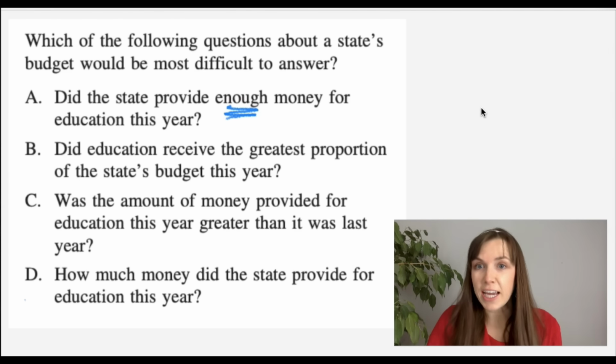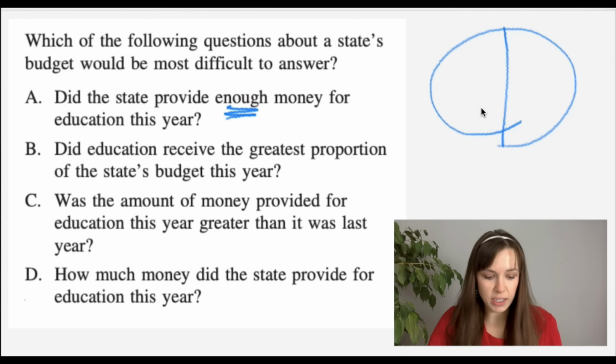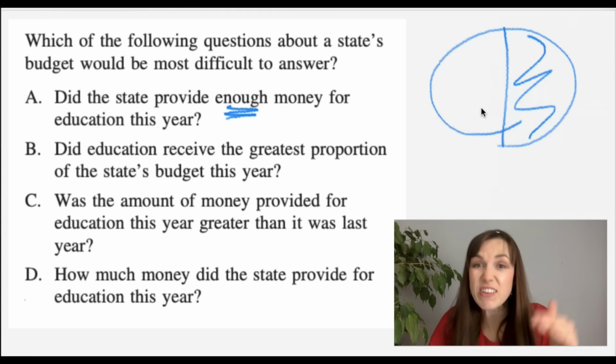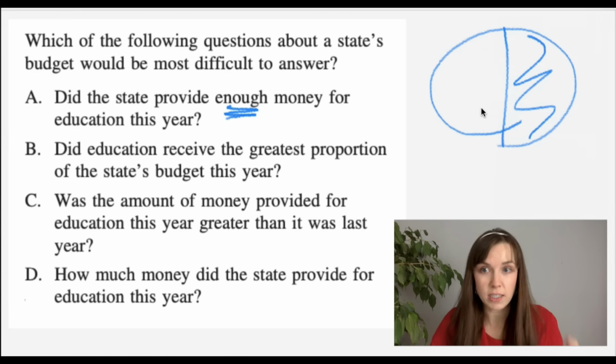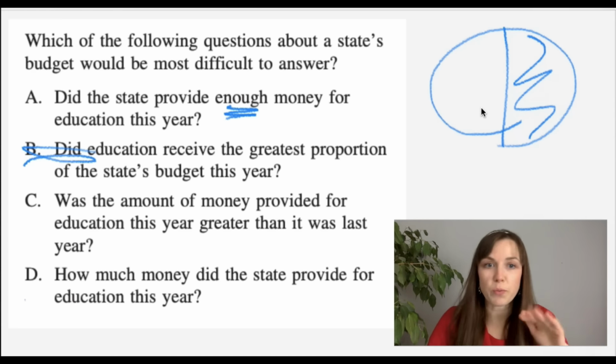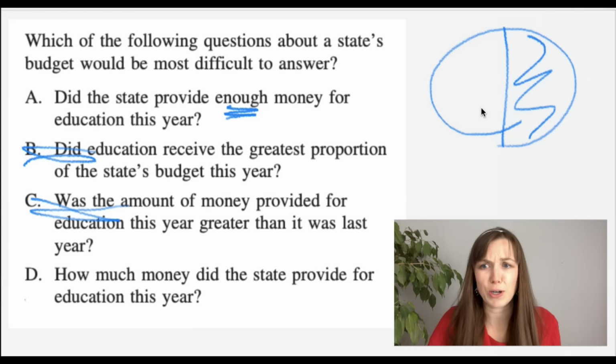B, did education receive the greatest proportion of a state's budget this year? So what if we had a little pie chart and here education received half, right? We could tell based on other things what the proportion is, right? So we know B is not going to be the answer. C, was the amount of money provided for education this year greater than it was last year? Well, again, we can tell. We can look at this year and we can look at last year to see which one was paid more. So C is not going to be the answer.